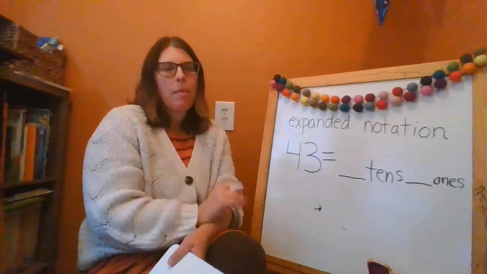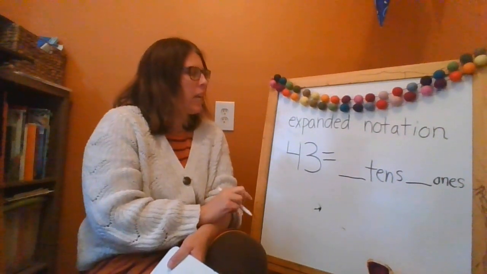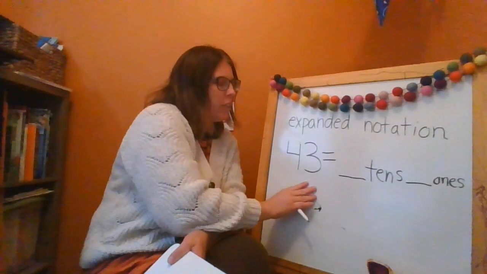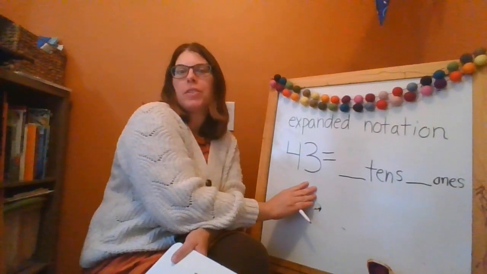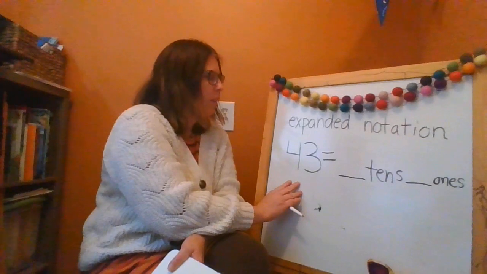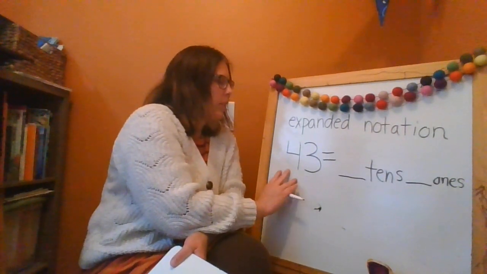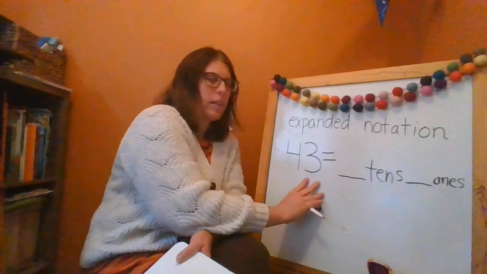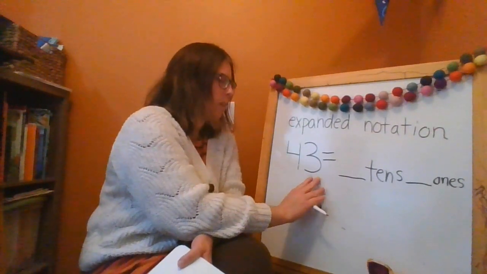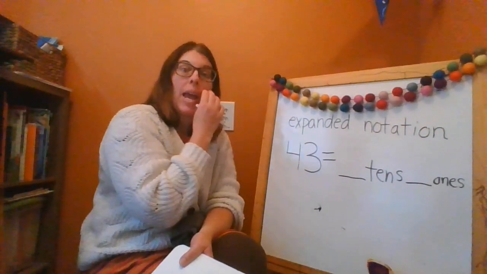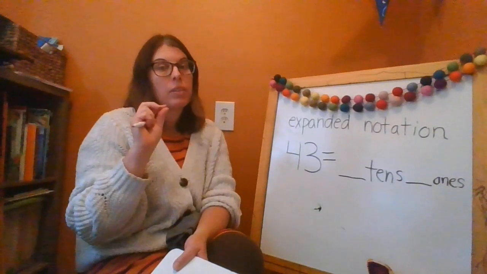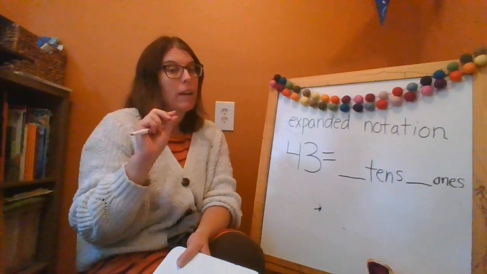Everyone, today we're doing some more work with expanded notation and figuring out how many tens and ones are in a number, and hundreds if the number has hundreds. Now yesterday we worked on what's the value of the tens? We said 40. What's the value of the ones? And we said 3. Today is a little bit different. So watch what I do, okay?